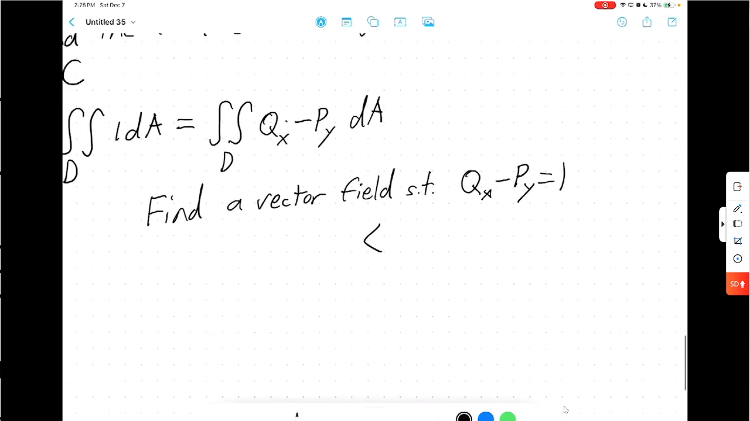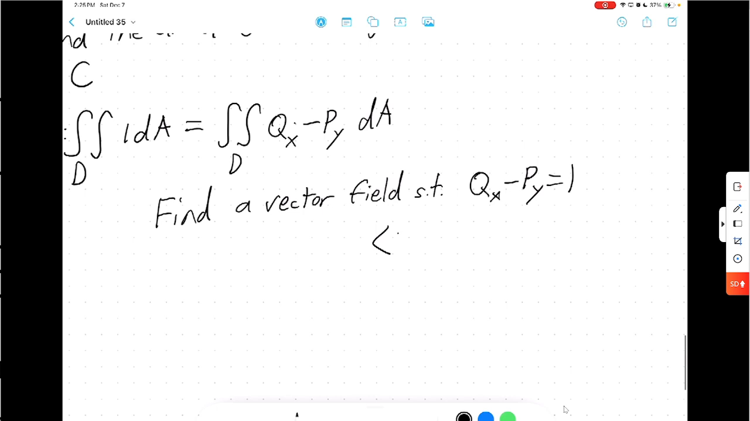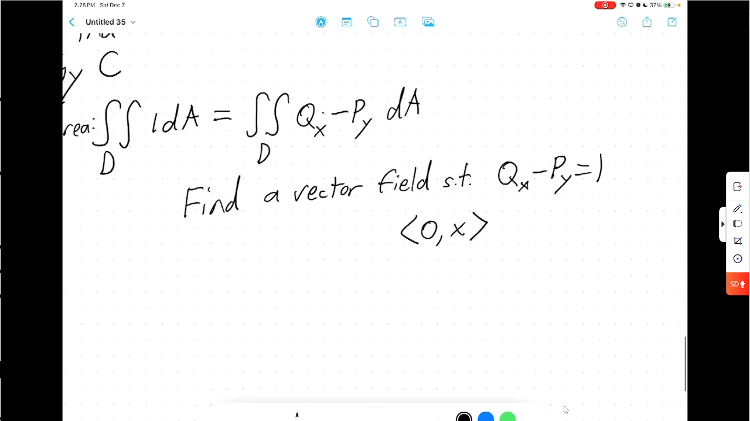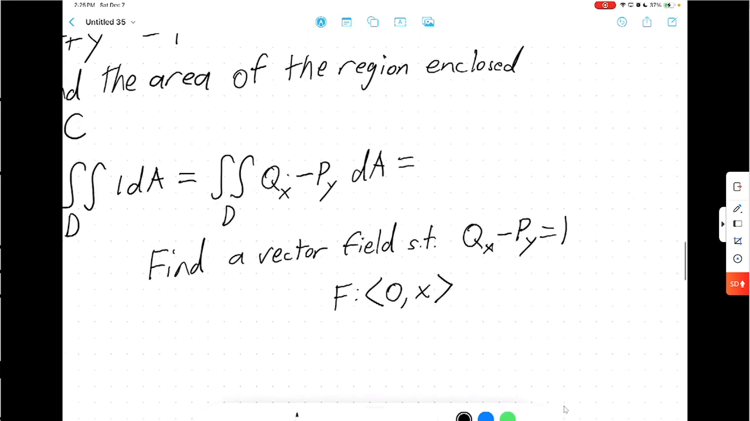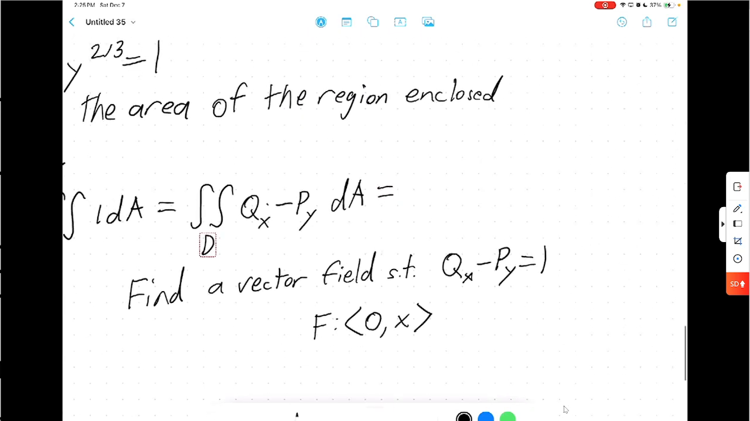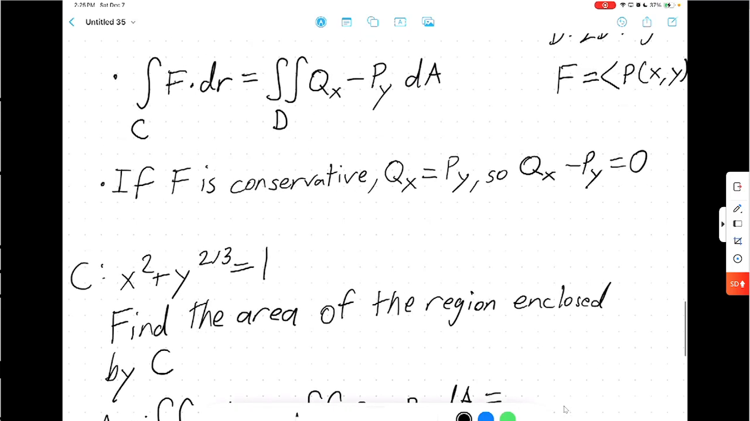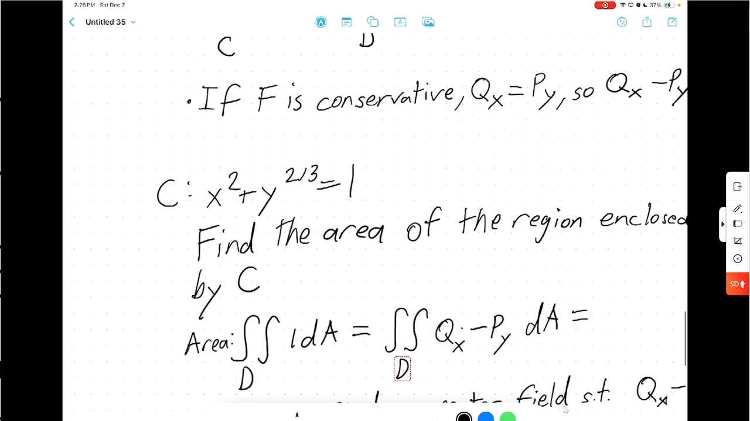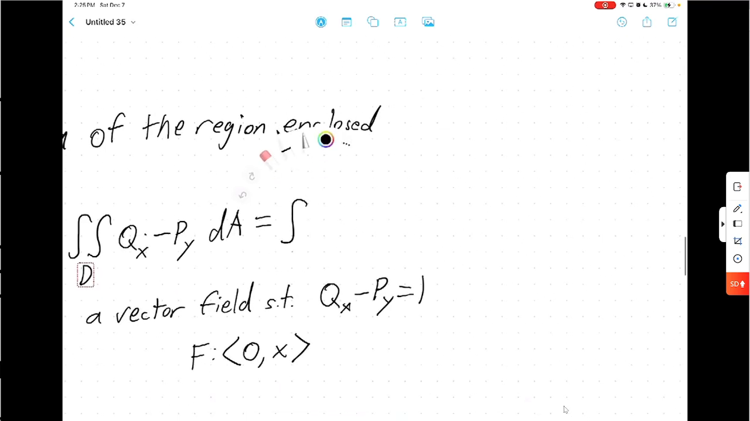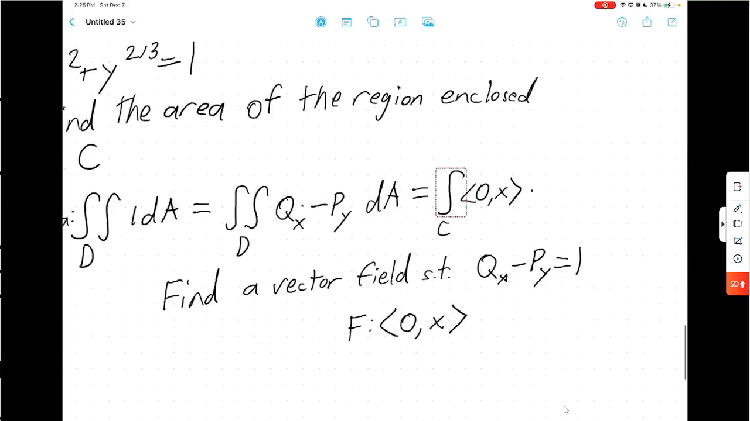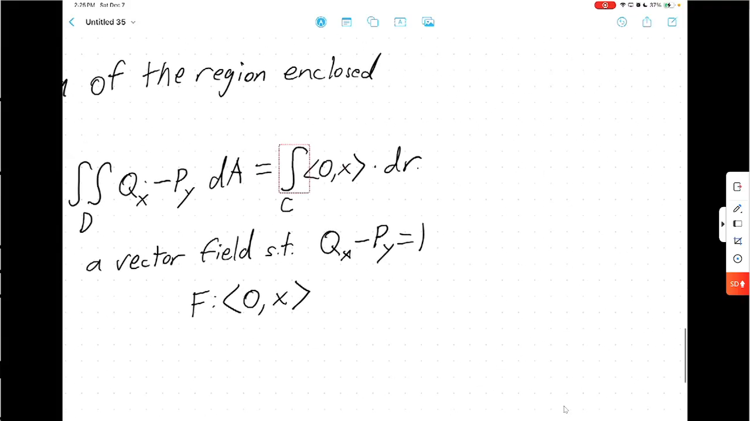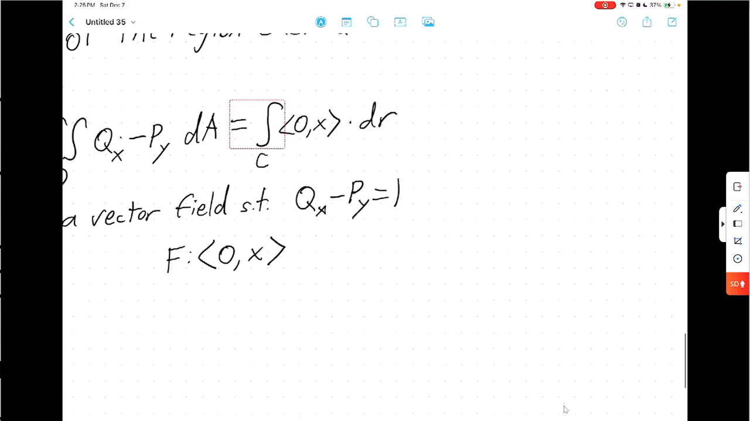I think for the sake of ease, we're just going to do, let's see, 0, x. For this one, we'll just define this to be F. And now we're going to convert this into a line integral using Green's theorem. We're now going to have the single integral over C of 0, x dotted with dr. Now, we need to parameterize this somehow, so we actually have a dr to work with.